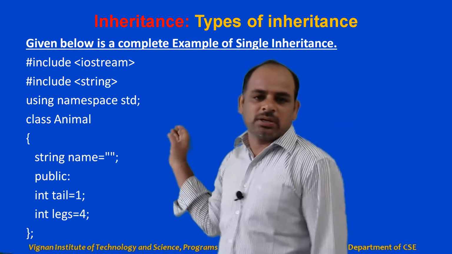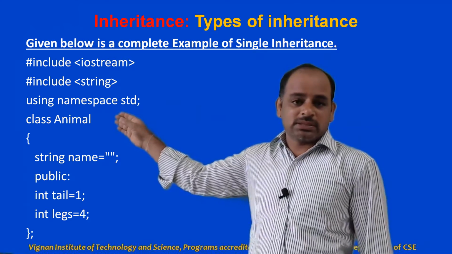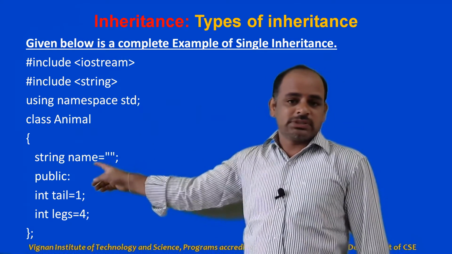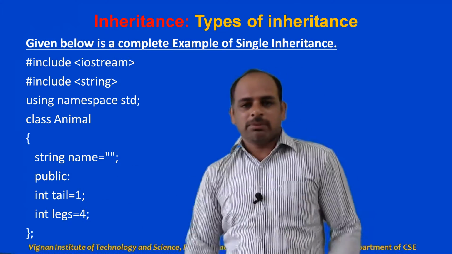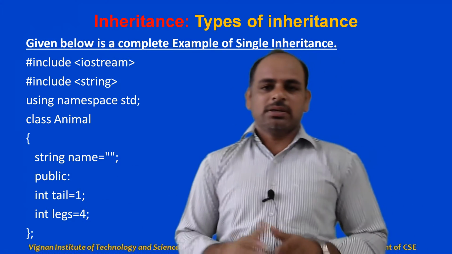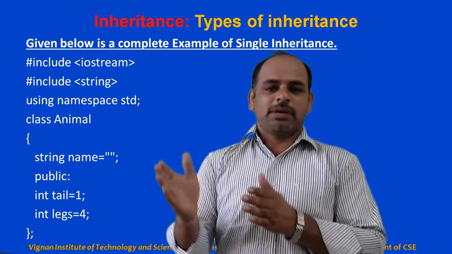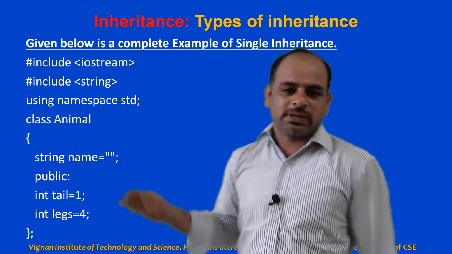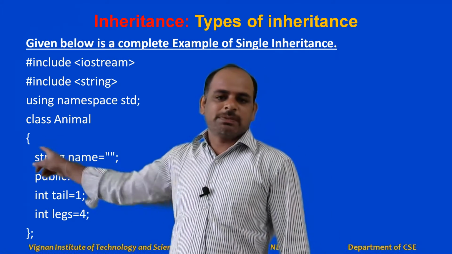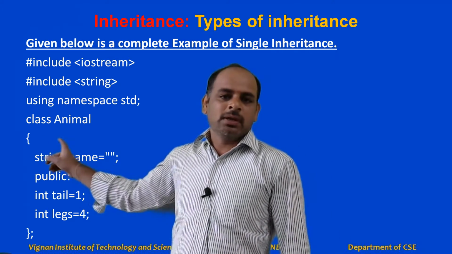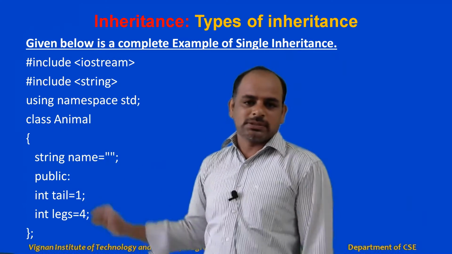So you can see the code here. We have the base class animal, which has a string name, which is empty here. And by default, every member of a class is private. In C++, by default, every member of a class is private if you do not specify the access specifier. You can see here string name. We have not specified any access specifier, either public, private, or protected, but by default the access specifier is private in C++ for a class.